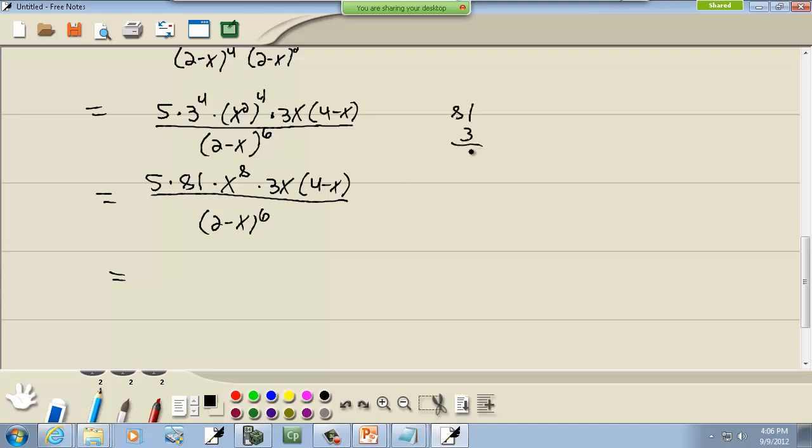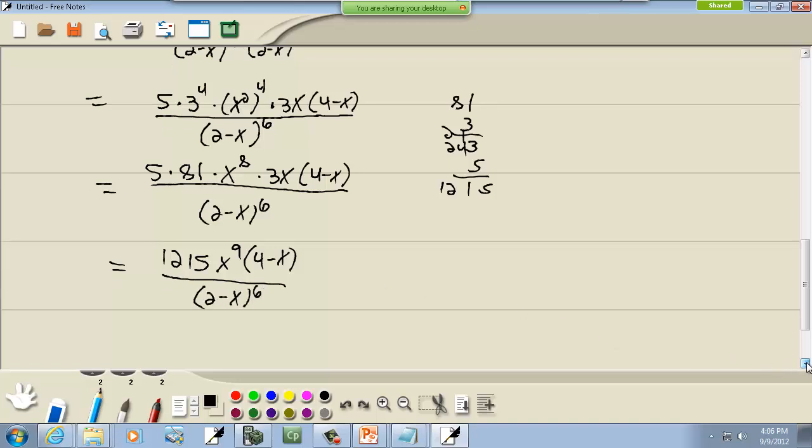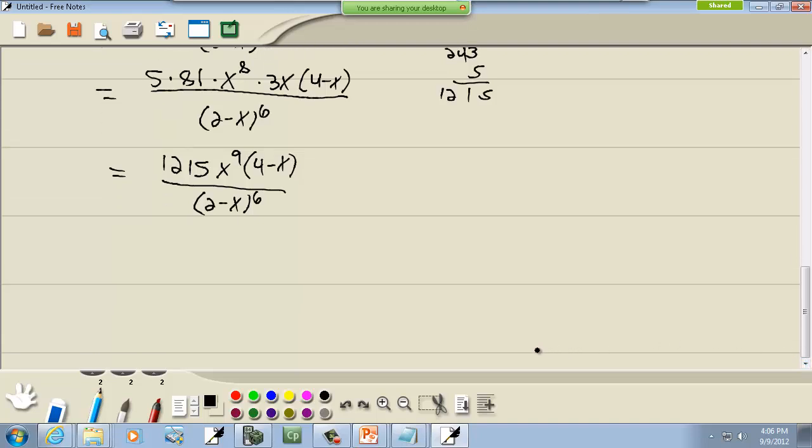Let's see, 81 times 3 is 243 times 5. 1215, assuming I did all my multiplication correctly, which is sometimes doubtful. And x to the 8th times x gives us x to the 9th. 4 minus x. Hard to say where they stop. I really don't like how these are in a wrong form, but that's me just being anal, I think.